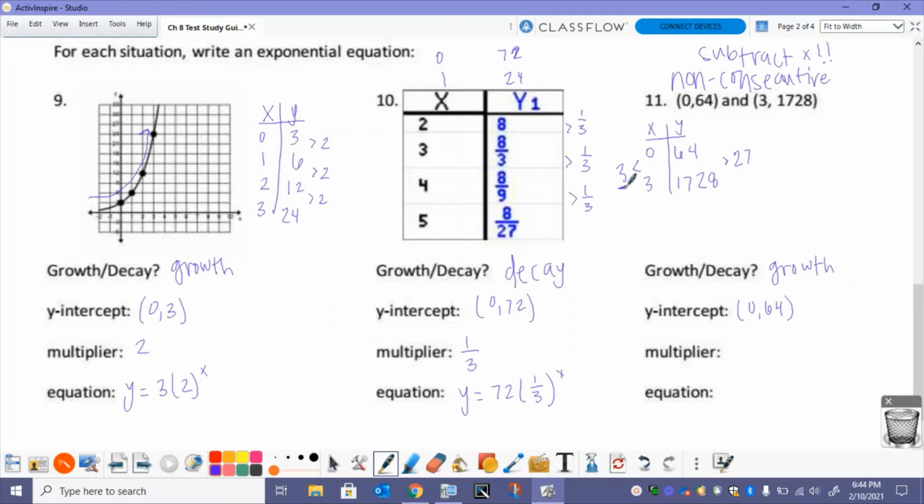So that means we're going to take the cube root. If this was 2, you would take the square root; with 3, you take the cube root, and so on and so forth, of 27. The cube root of 27 is 3. So our multiplier is 3. Our equation is going to be y equals our y-intercept of 64 times our multiplier of 3 to the power of x. All right, second page.